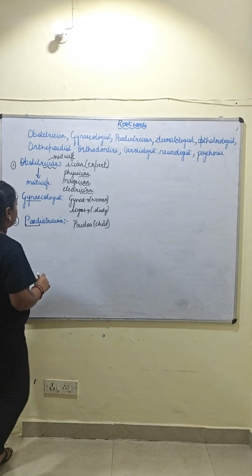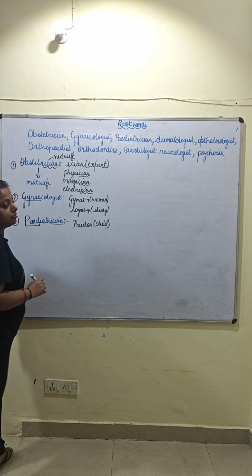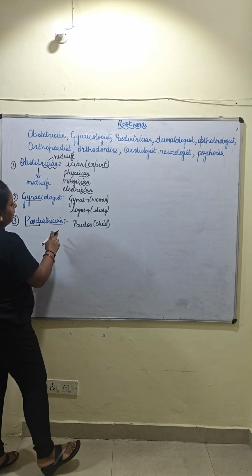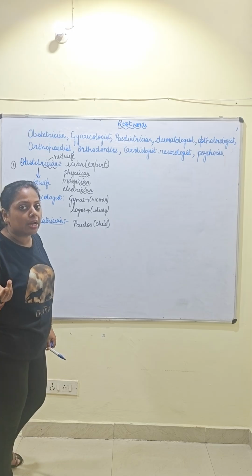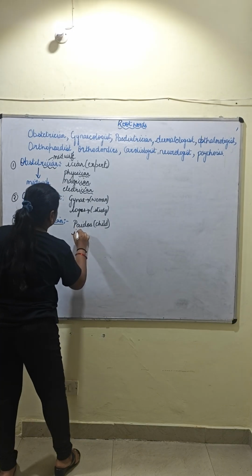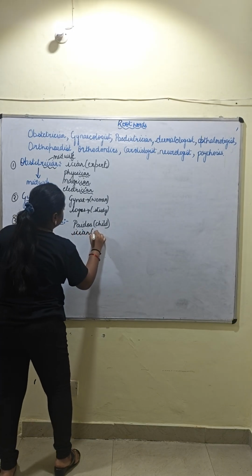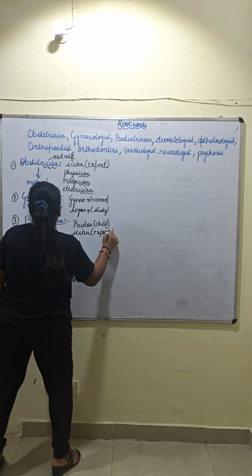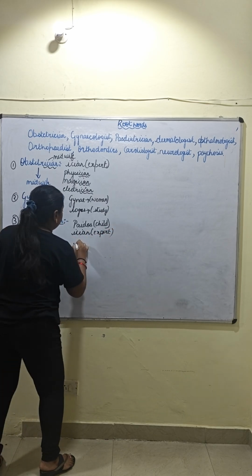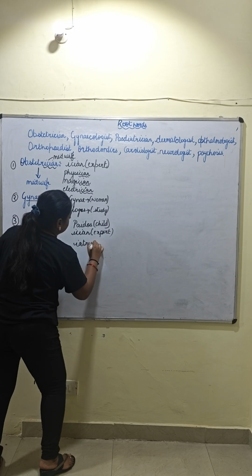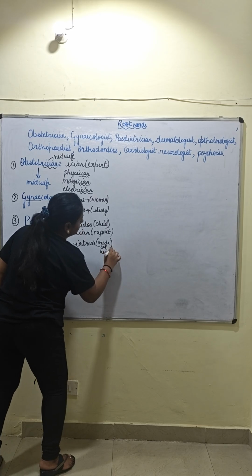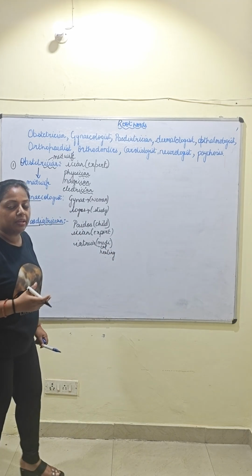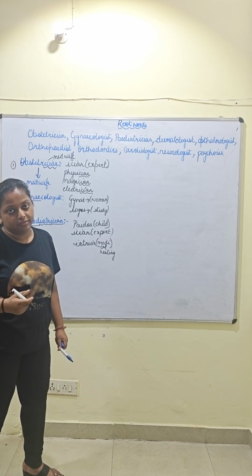Again, there is Asian. Just now I told you that any word with Asian means the person is an expert in that field. Let me write it again. Asian, that means an expert. And there is one more word, that is iatreia, I-A-T-R-E-I-A. Now this means medical healing. So pediatrician is somebody who does the medical healing of the child.